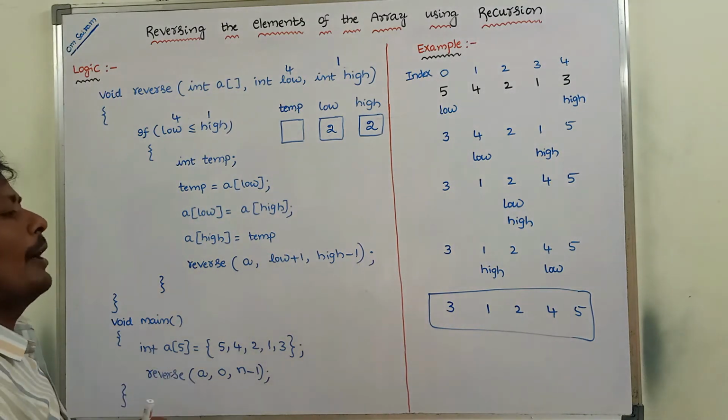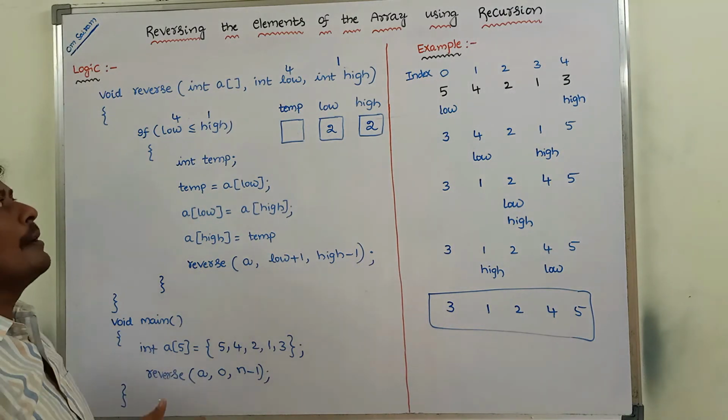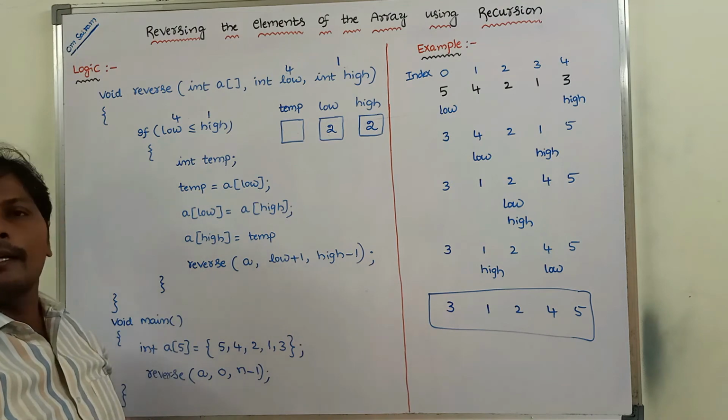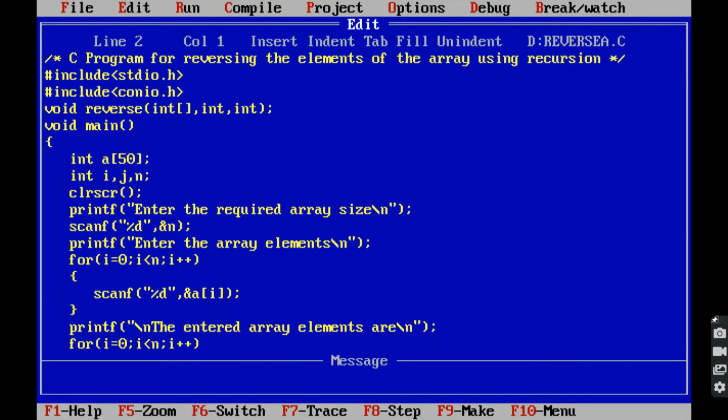Now we can go for the implementation of the program in the system. In the previous session, we have already explained the logic of reversing the elements of the array using recursion. First, these two are the header files. Next, this is the function prototype: void reverse, int array, comma, int, comma, int.